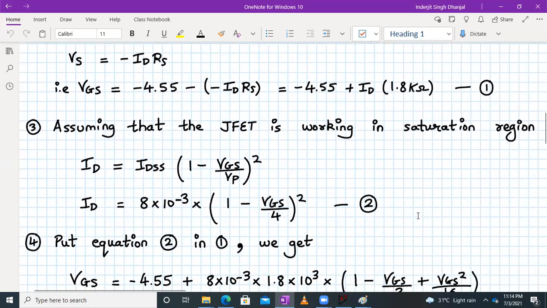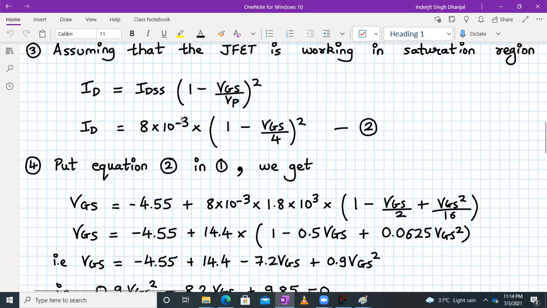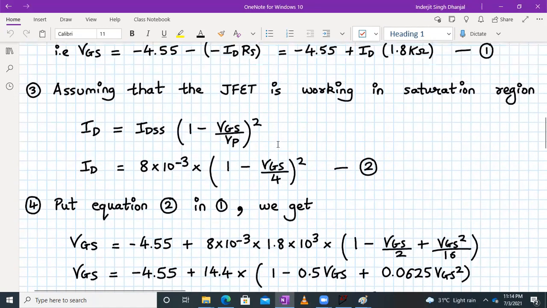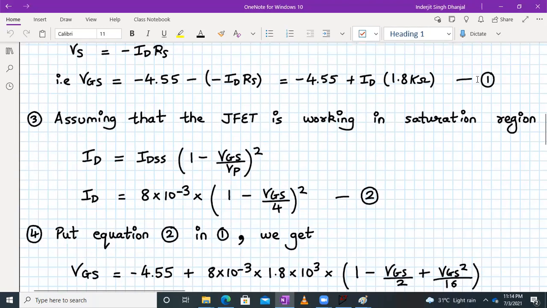Now, assuming that the JFET is working in the saturation region, we can write this formula. The formula remains the same for P channel as well as N channel JFET. ID is IDSS into 1 minus VGS upon VP the whole square. Here IDSS is 8 milliamperes, VGS we have to find out, and VP value is 4 volt. So ID will be equal to this, equation number 2. If you look carefully at equations 1 and 2, there are 2 unknowns, ID and VGS, so we have to solve them simultaneously.